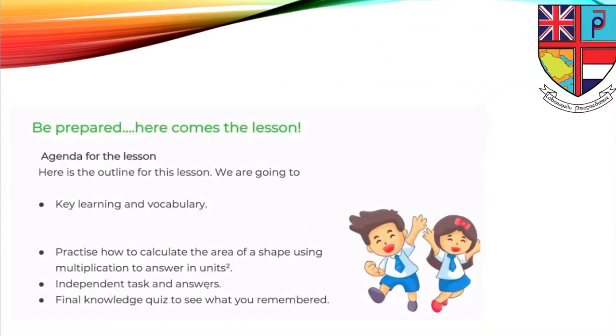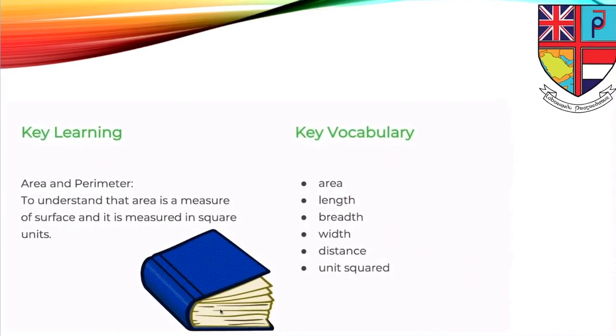Here comes the lesson. The agenda for today is we're going to go over some key learning vocabulary, not unlike what we've already done for the last couple of lessons. We're going to practice how to calculate the area of a shape using multiplication and give our answer in units squared. There's an independent task, and then we provide the answers at the end as well. Then there'll be a final knowledge quiz to see what you remembered. I'll probably post this for tomorrow, and hopefully that'll conclude this topic, and then we'll be moving on to something else.